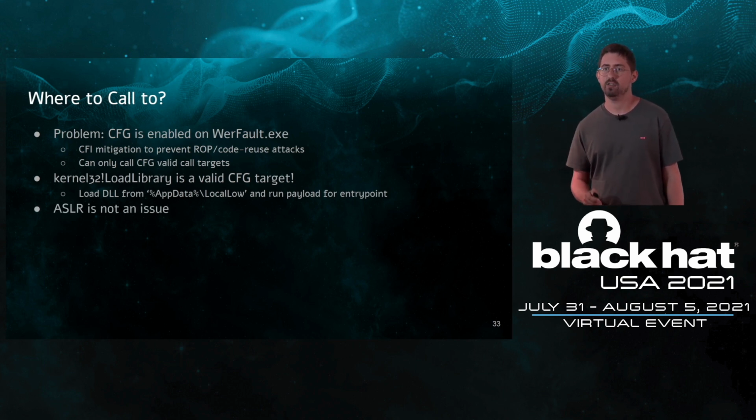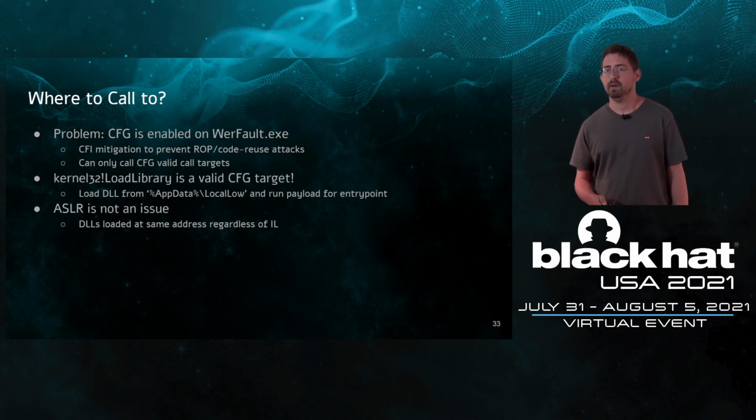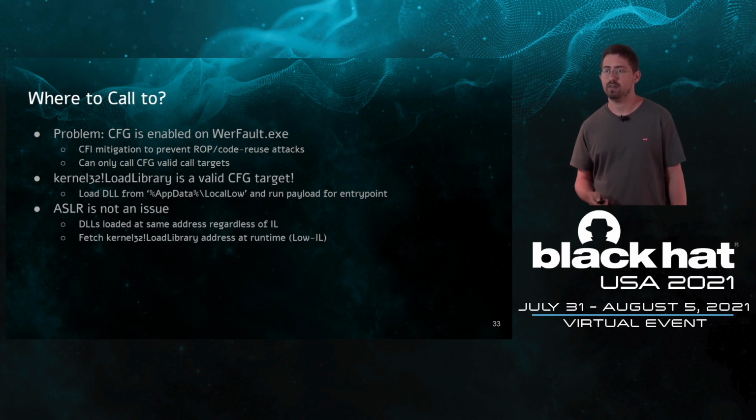Now, ASLR is not really an issue here. What I mean by that is that I have to find the address of LoadLibrary at runtime and put it onto my spray PDB file. But DLLs are loaded at the same base address in Windows regardless of integrity level. This means that I can simply fetch the address of LoadLibrary at runtime from my low integrity process, and then build my spray buffer dynamically based on that address and put it onto my PDB file.